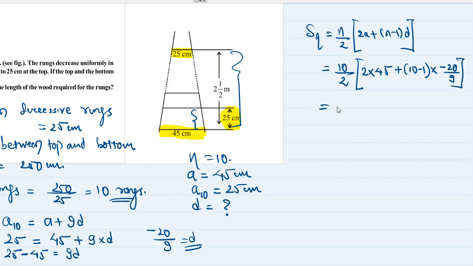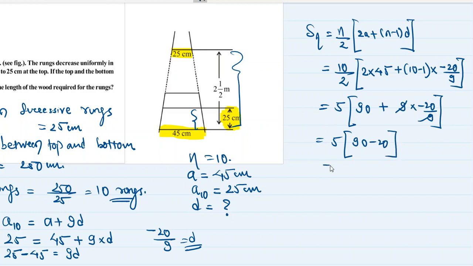Okay, so 10 by 2 is 5, 2 into 45 is 90, plus 10 minus 1 is 9, multiplied by minus 20 by 9. So 9 gets cut. So 5 bracket 90 minus 20. So 5 multiplied by 70, which is 350. And this 350 will be in centimeters, so we can write it as 3.5 meters.